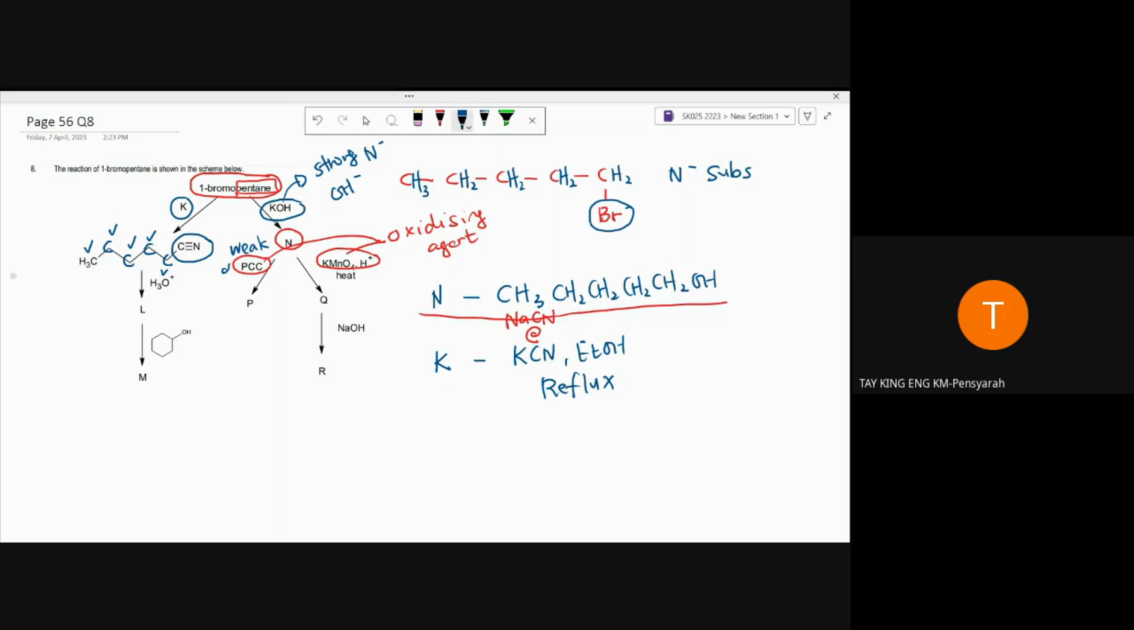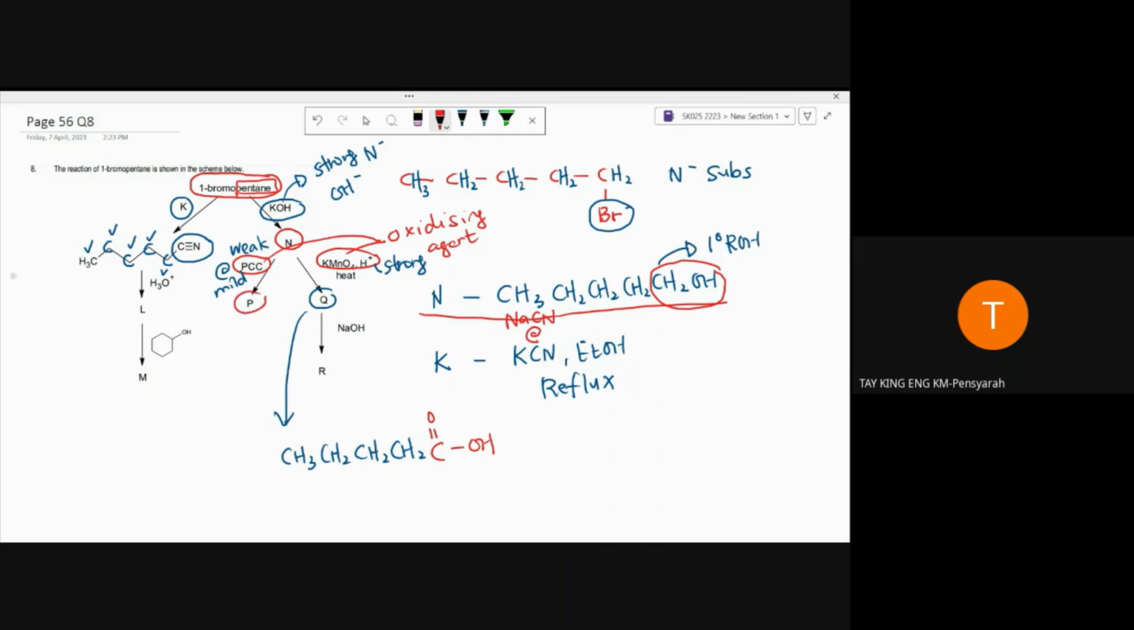So kalau primary alcohol jumpa dengan strong oxidizing agent, produk dia akan jadi carboxylic acid. So CH3, CH2, CH2, CH2. We will maintain all these kecuali bahagian yang ada functional group CH2OH ini, kita akan tukar jadi C double bond O, OH.